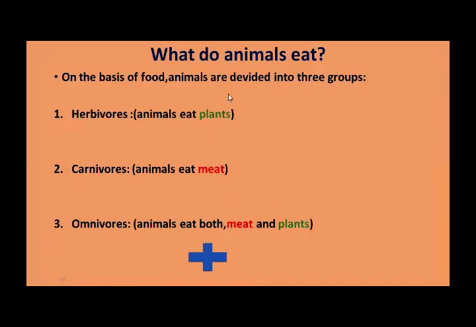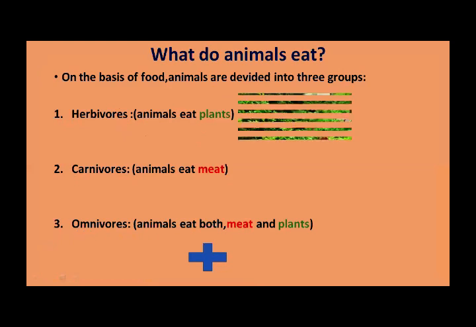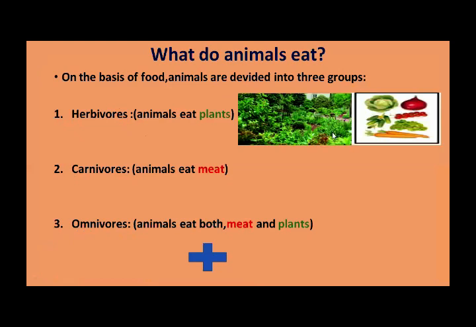So the next slide is, what do animals eat? Okay, beta. So this is on the basis of the food. This is the food habits of animals. So on the basis of food, animals are divided into three groups. Number one is herbivore, two carnivore, third one is omnivore. So herbivores are animals who eat plants and vegetables. Plants include vegetables, fruits, leaves, all these things. So animals that eat plants are called herbivores.